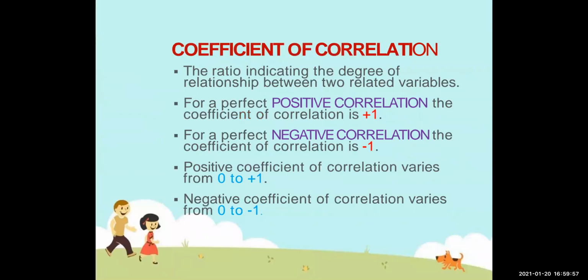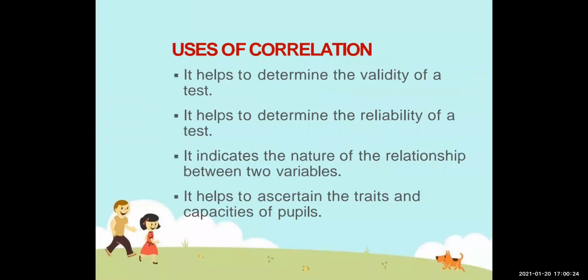Now, when we talk about coefficient of correlation, it is the ratio which indicates the degree of relationship between the two variables. So for a perfect positive correlation, the coefficient of correlation is +1. For negative, it is -1. For positive coefficient of correlation, it varies from 0 to +1, and for negative coefficient of correlation, it varies from 0 to -1.